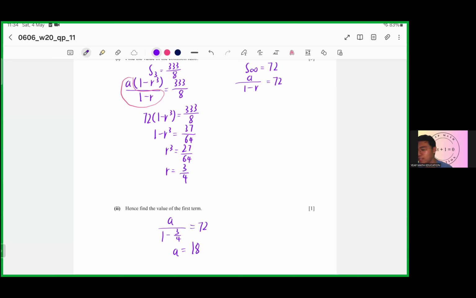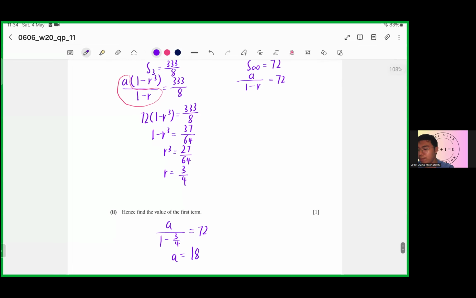Okay, so we already discussed this October, November 2020, paper 1-1.